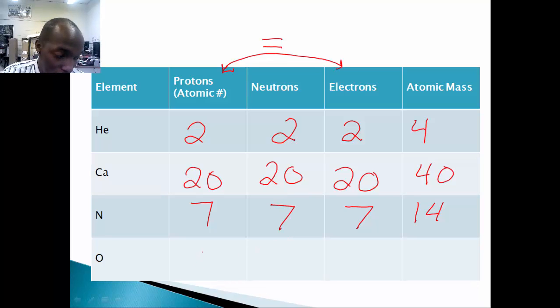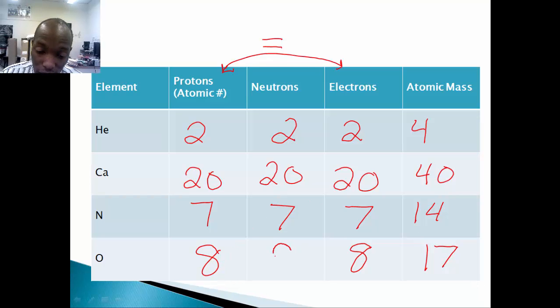For oxygen, we have an atomic number of 8 and 8 electrons, and then we're going to create an isotope. Let's say the atomic mass of oxygen is 17. Remember, if you change the number of neutrons, you create an isotope. So we changed the number of neutrons and gave it an atomic mass of 17. How many neutrons do we have? 17 minus 8 is 9, so we have 9 neutrons. Remember, the atomic number subtracted from the atomic mass will get you the number of neutrons.